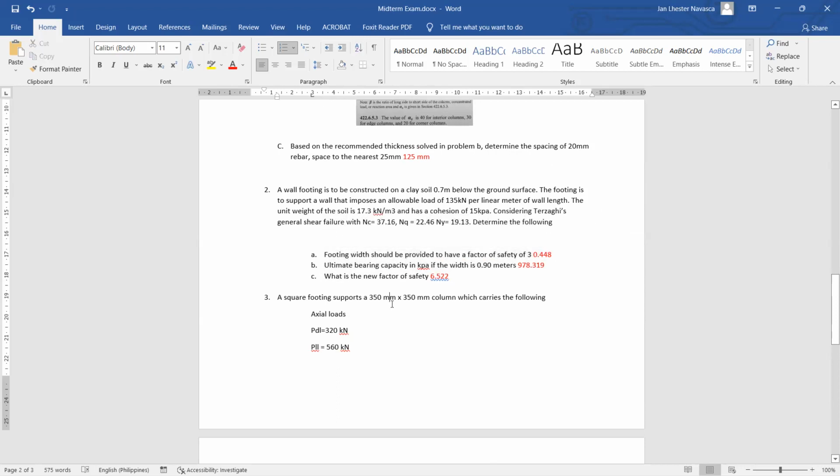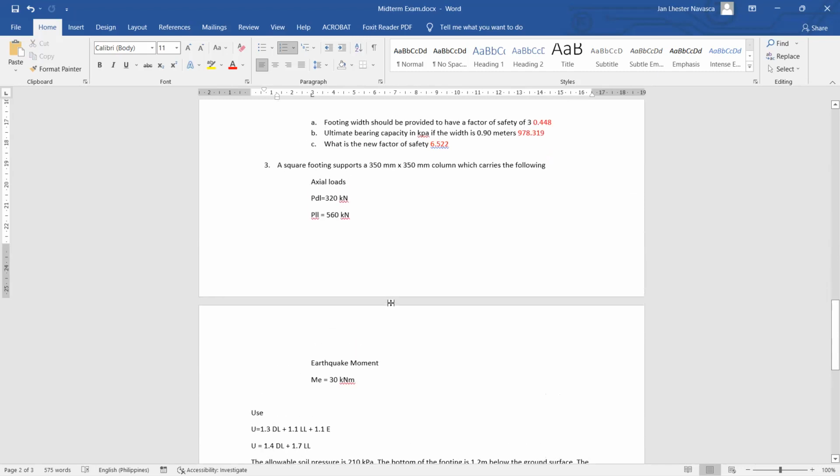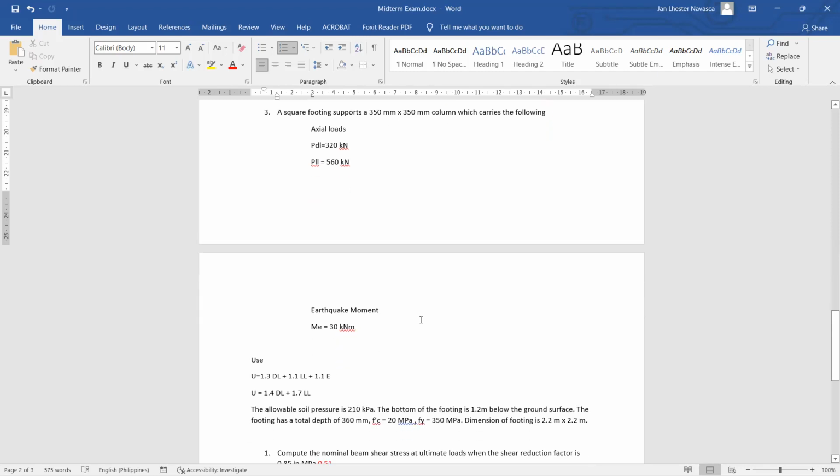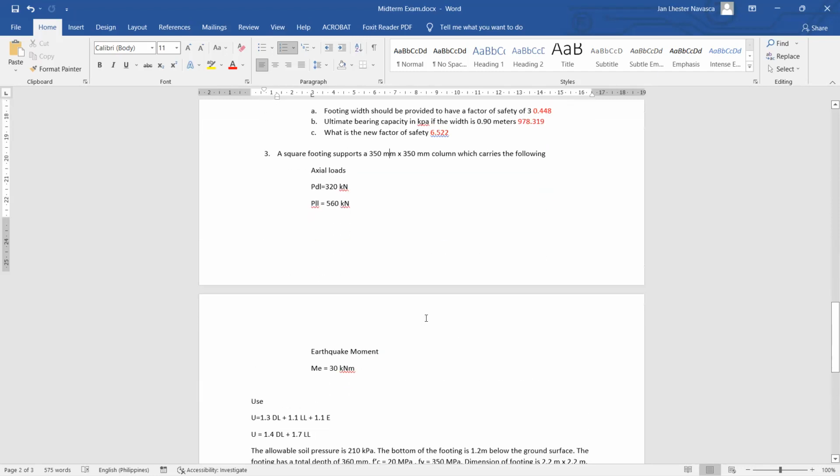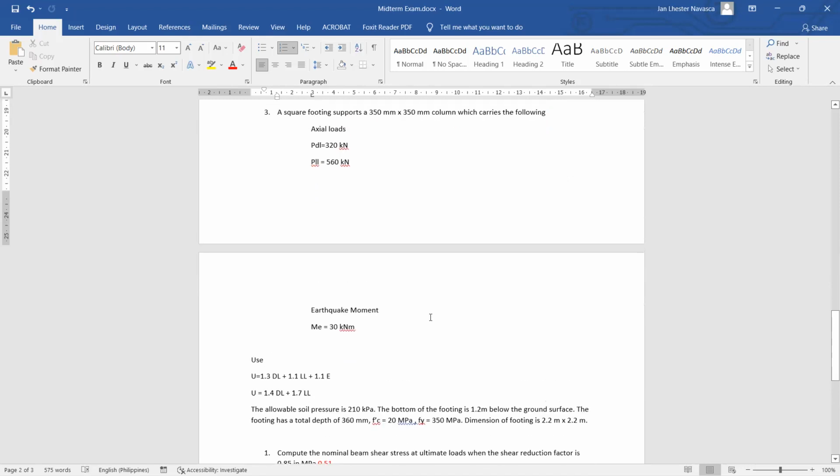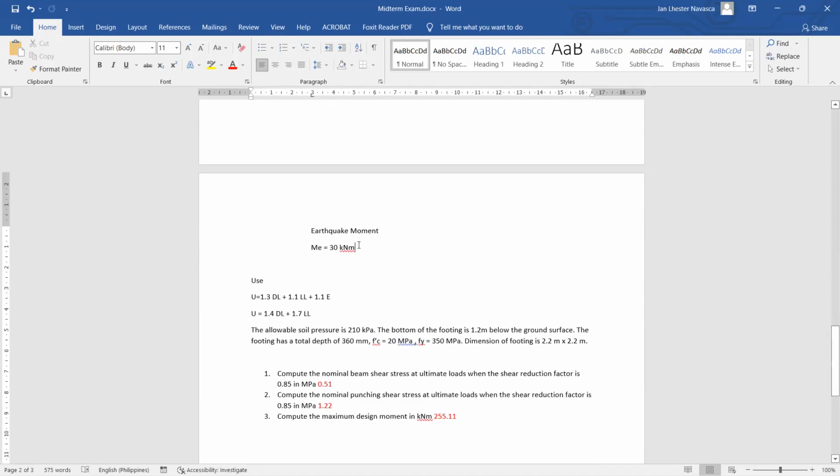Okay. And number 3, so this one is almost the same dun sa binigay kong example for isolated footing with axial moment, subjected to axial and moment or axial and bending. Okay, so for this one, yung square footing supports 350 by 350 column, given yung axial load in dead load and live load, and given yung earthquake moment. So tanging may moment lang is the earthquake.